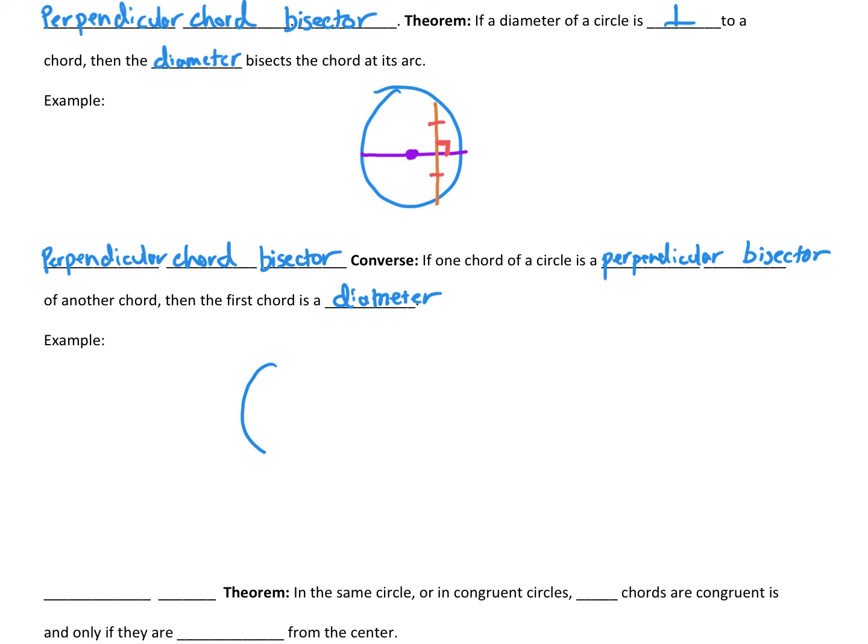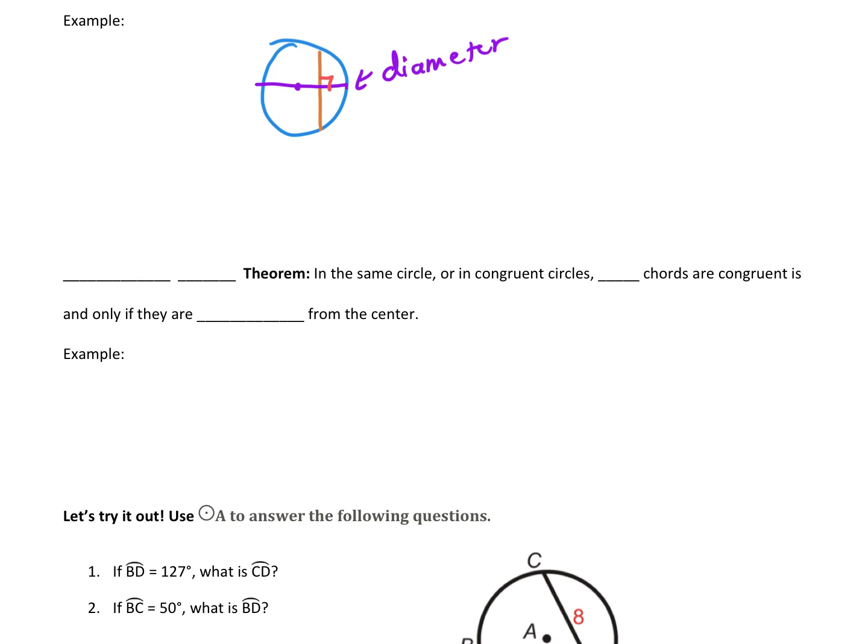So here we start off with the circle. Here's a chord. It is being bisected by another chord. Well, we can definitely then say, hey, this chord right here, this purple chord, is the diameter. Go on to the next one.